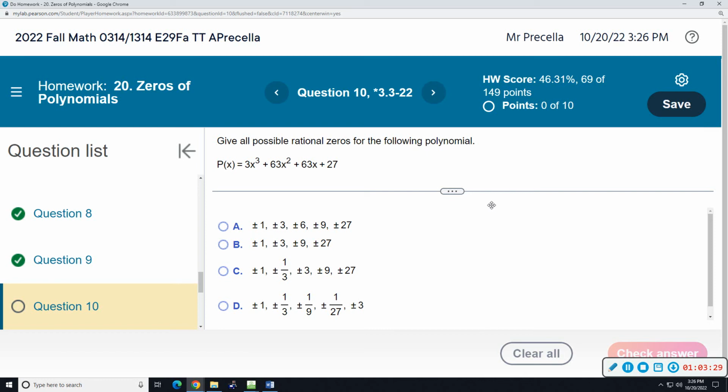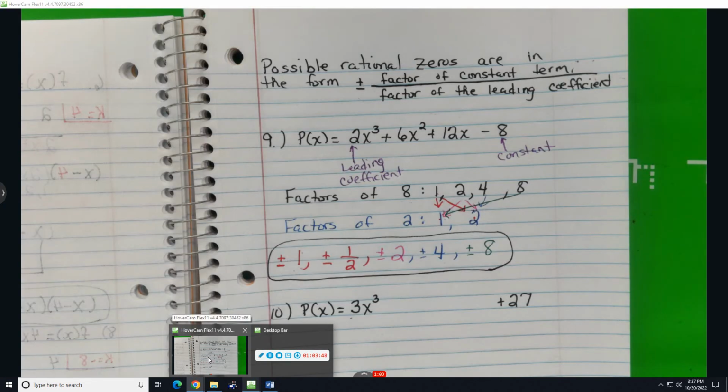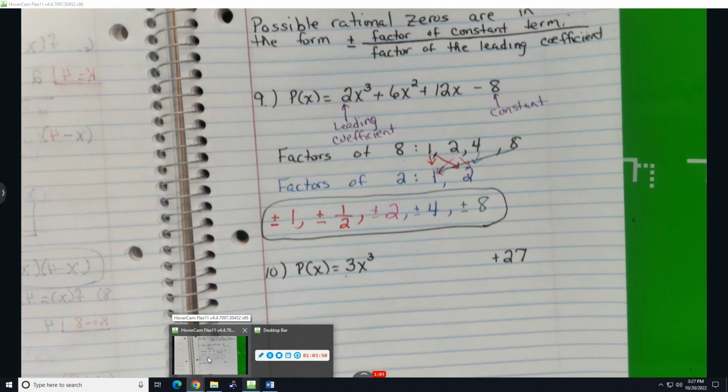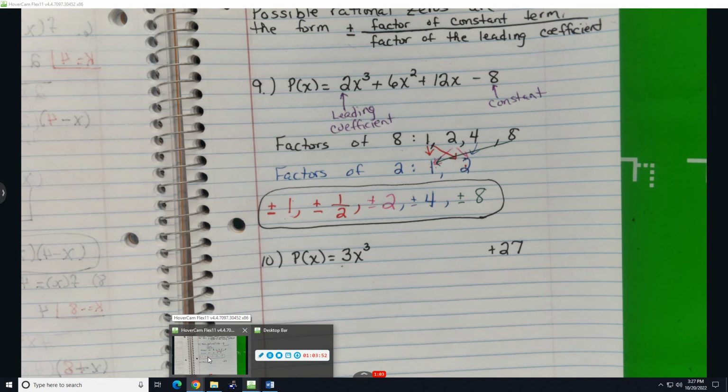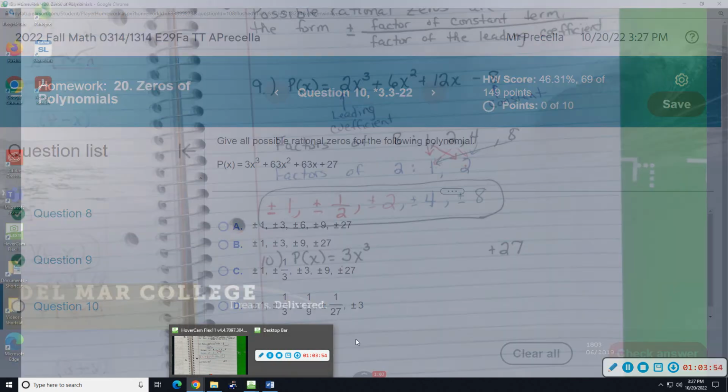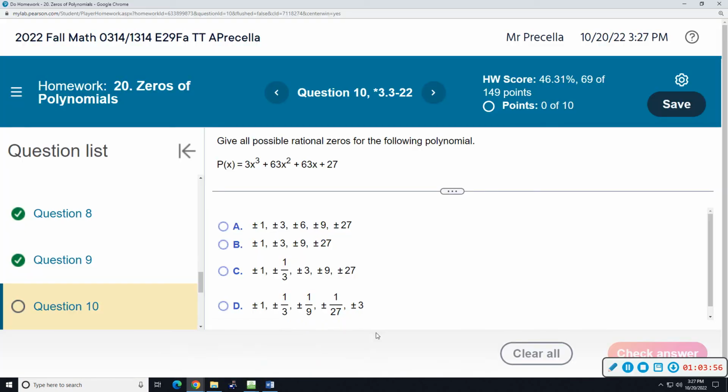Find those possible rational zeros. 3x to the third. The next two terms aren't really pertinent. 27. The 3 and the 27 are going to be what's important. I didn't write them all down, just the 3 and the 27. I guess I better write down the whole problem.